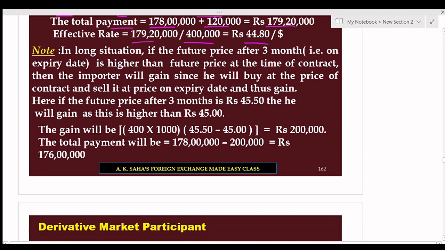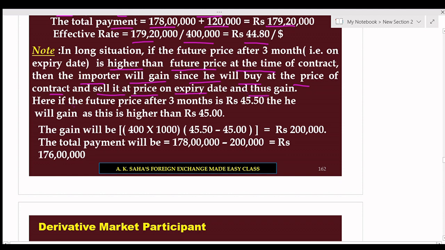Note, in a long position, if the future price after 3 months, that is on the expiry date, is higher than the future price at the time of the contract, that is the spot future price, then the importer will gain, since he will buy at the price of the contract, that is the spot future price, and sell it at the price on the expiry date in the market, thus gaining.